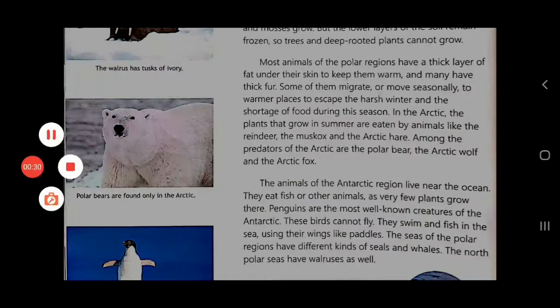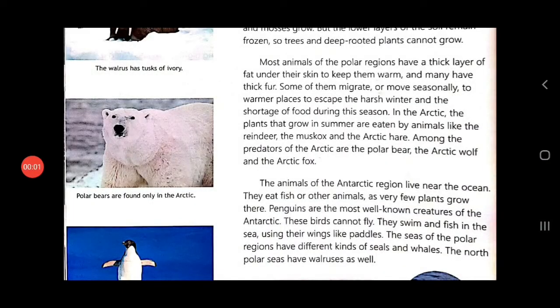That is why. Now in the next sentence, they are talking about the most well-known creatures of Antarctic. Which is the most well-known creatures of this area, children? Penguins, okay. These birds cannot fly. They cannot fly. They swim and fish in the sea using their wings like paddles. Okay, वो अपने wings को paddles की तरह use करके what do? They swim and fish in the sea.